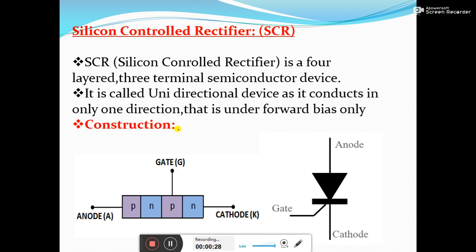And here it is a unidirectional device. Unidirectional in the sense it conducts current only in one direction, that is, under forward bias condition.